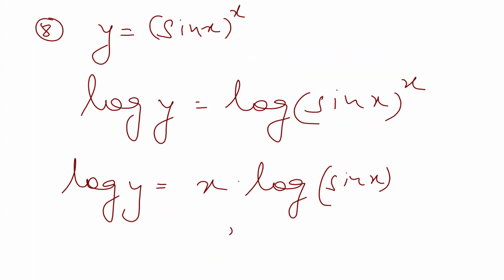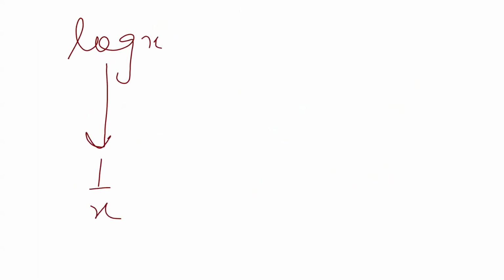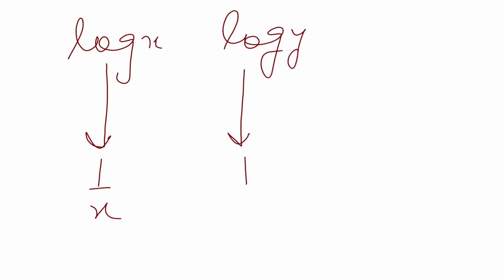Now we are going to derive this with respect to x on both the sides. Okay, now guys, the derivative of log x with respect to x is 1 upon x. Derivative of log y with respect to x, we are doing d by dx, right? So with respect to x, this will be 1 upon y.